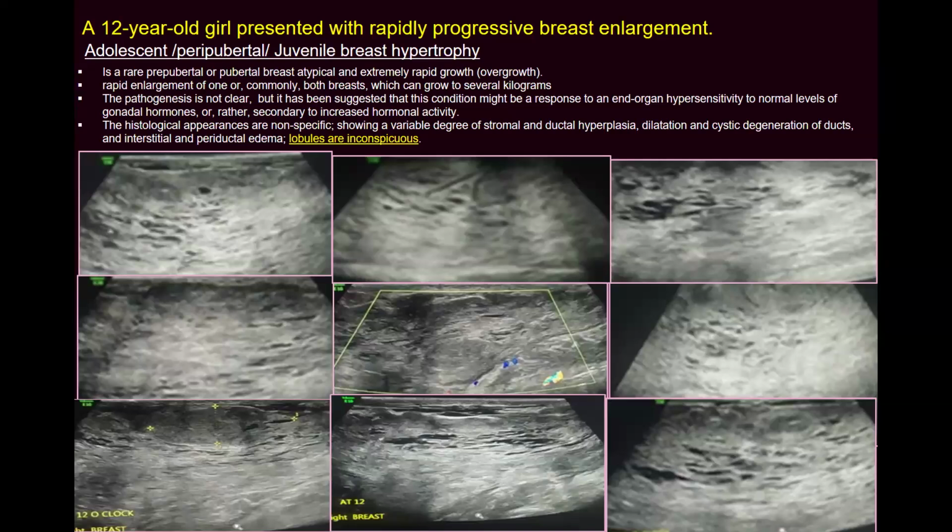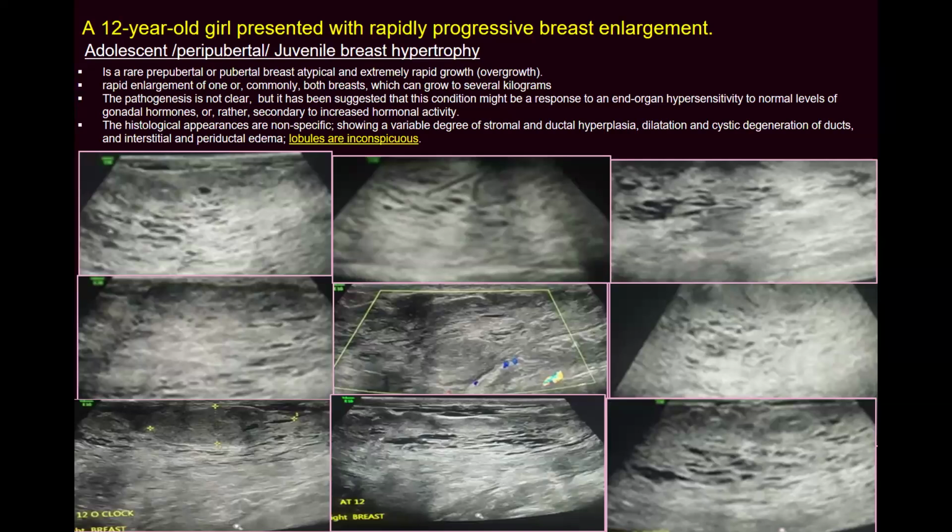We said it is a rare peripubertal or pubertal, atypical, excessive, or extremely rapid growth of the breast, rapidly enlarging, commonly affecting both breasts, but can be unilateral. The breast can reach several kilograms. The pathogenesis is unknown; it is suggested that the condition might be an end-organ hypersensitivity to normal levels of gonadal hormones, or secondary to increased hormonal activity.